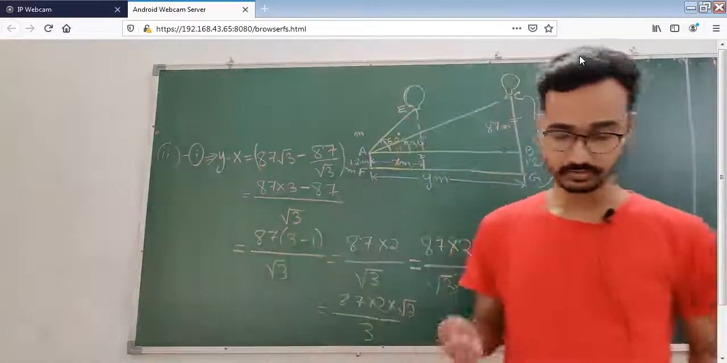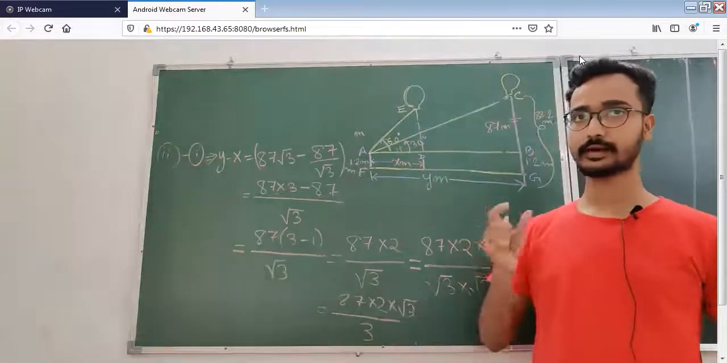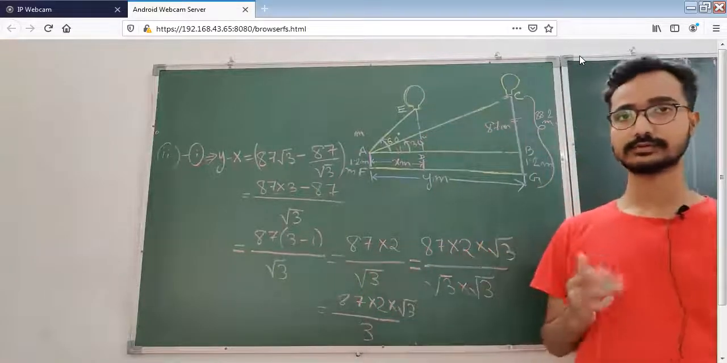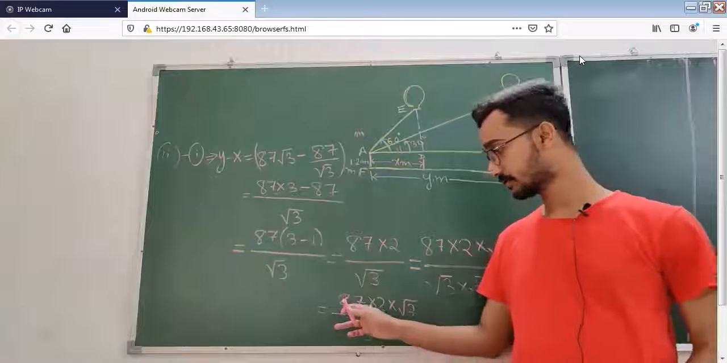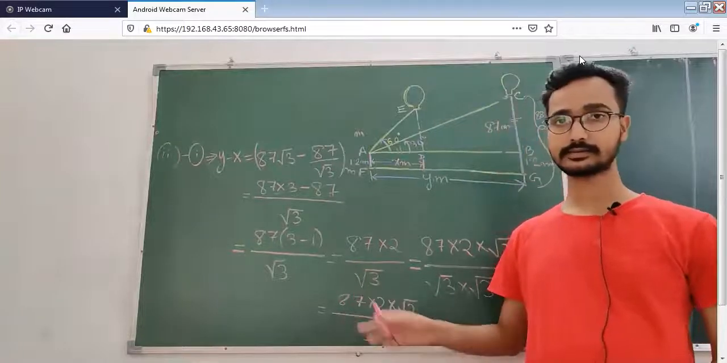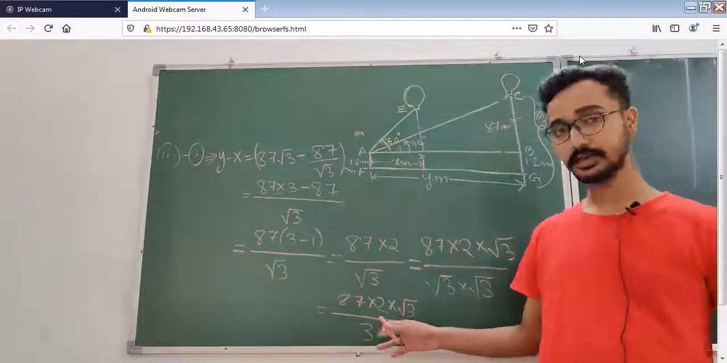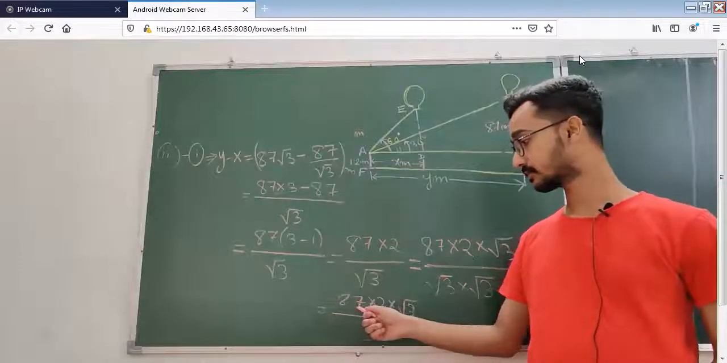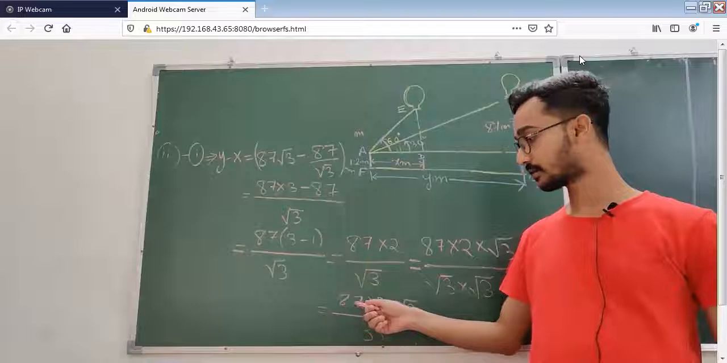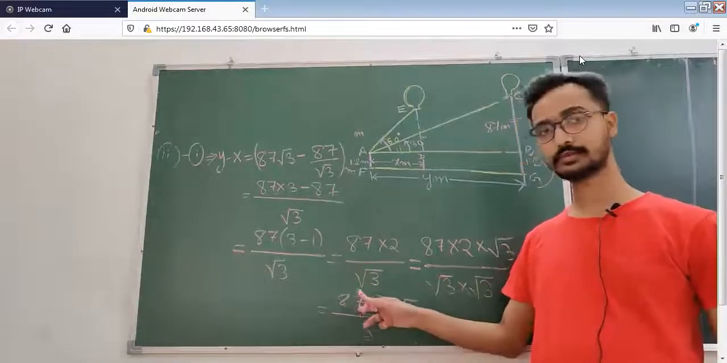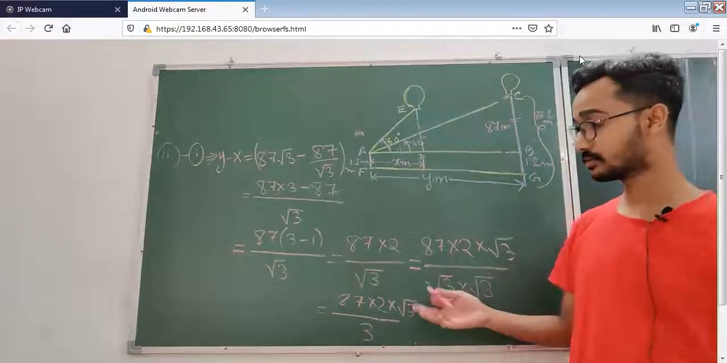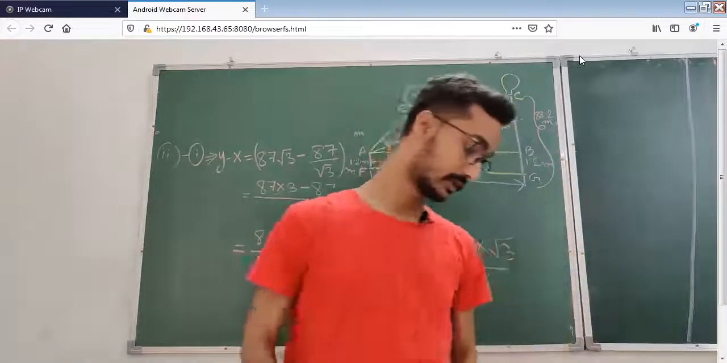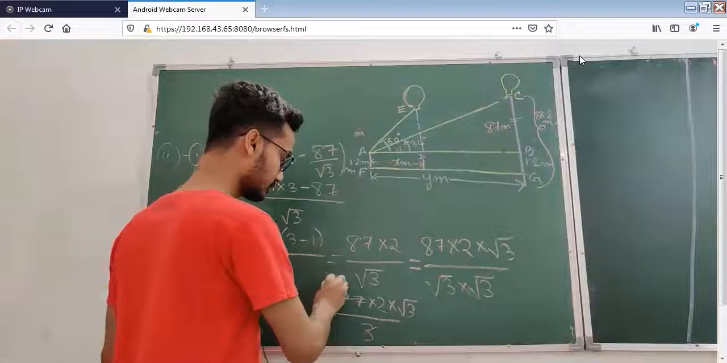Now see, what is the rule to check whether a number is divisible by 3 or not? I have told you in class 9. You have to check the summation of the digits. If the sum of the digits is divisible by 3, then the number will be divisible by 3. Now 8 plus 7 is 15, and 15 is divisible by 3. That's why 87 is also divisible by 3. It will be 29 times. 29 into 3 is 87.